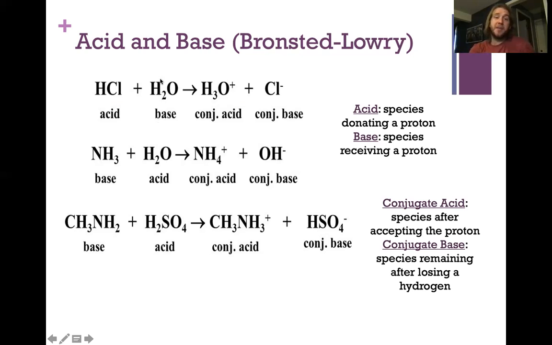And this base that accepted the H has now joined the acid team. It's now the conjugate acid. And so when we're thinking about these partner pairs, it's nice to think about which team we're on now that we've lost an H or gained said H proton.